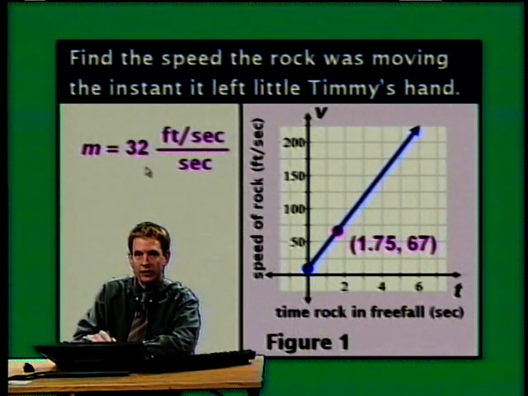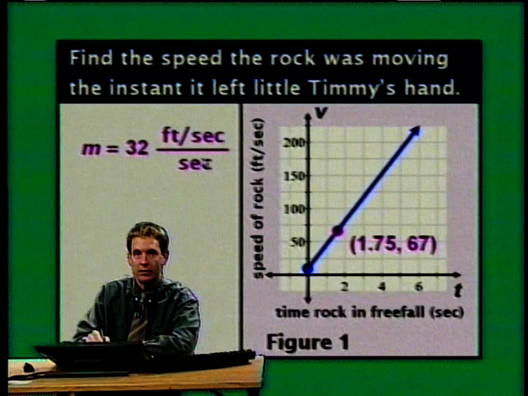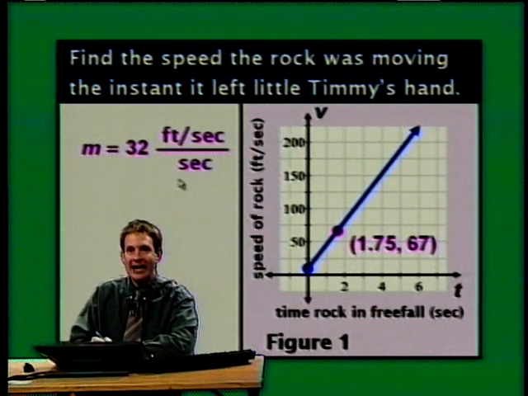The slope is 32 feet per second per second. The speed increases at a rate of 32 feet per second per second. Every second the rock is in free fall, the speed is 32 feet per second faster than it was the second before.